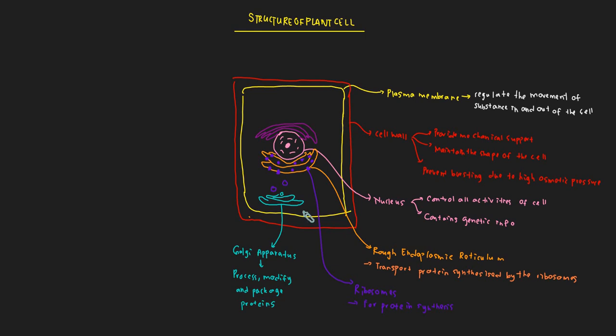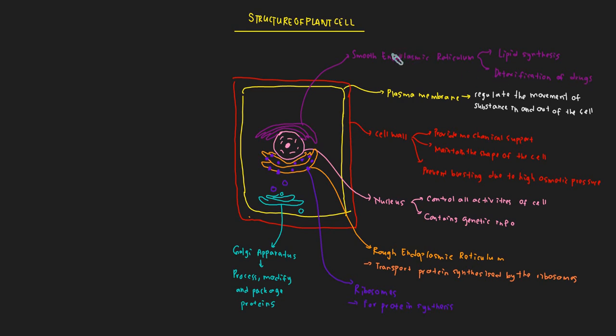Alright, so what happens next is the modified protein would be encapsulated in a secretory vesicle, and it would travel to the plasma membrane, where it is going to be secreted out of the cells in a process known as exocytosis. The next structure that we are going to label is the smooth endoplasmic reticulum.